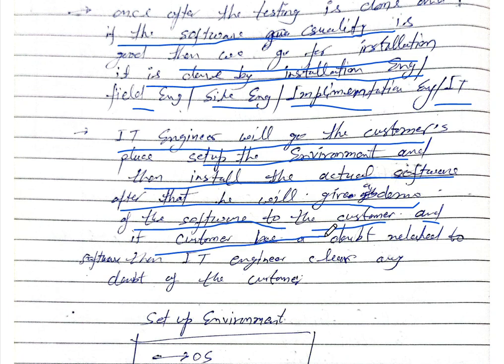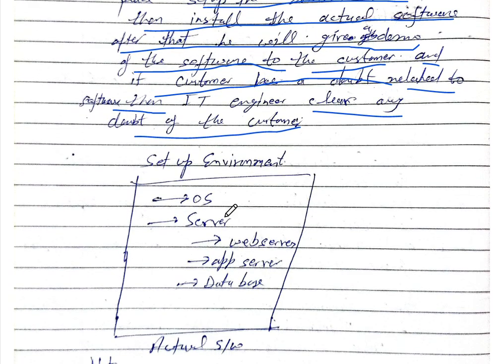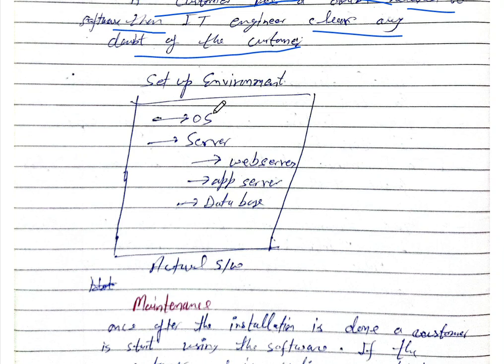And if the customer has any doubt regarding the software, then the engineer will clear the customer's doubts. Setting up the environment means things like the OS, console version, server, web server, app server, database, install everything completely, then actually the software is ready.